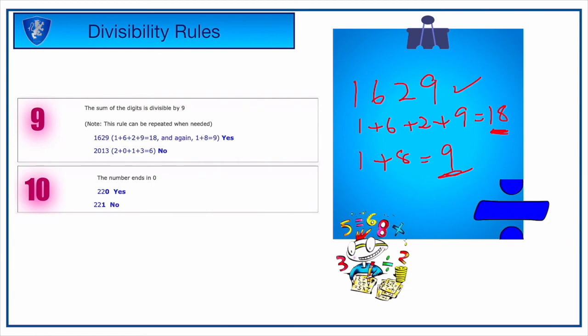And number 10 is simply looking for 0 at the end. The divisibility test for 10 is to look for 0 at the end. And this is a really good exercise.